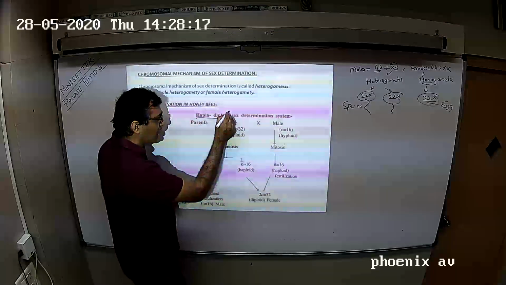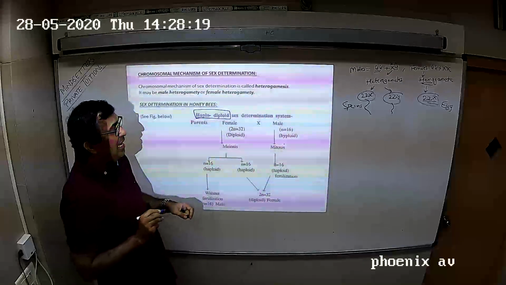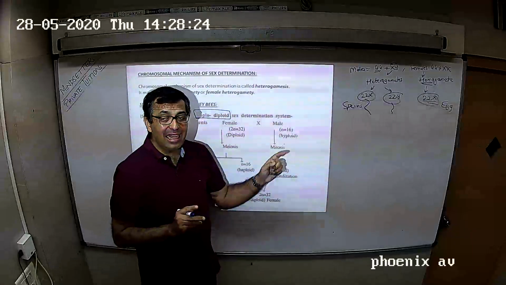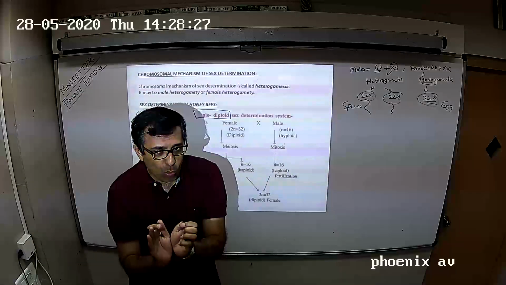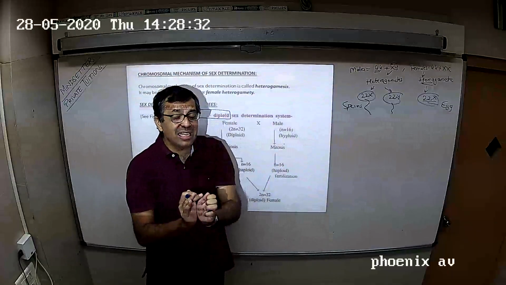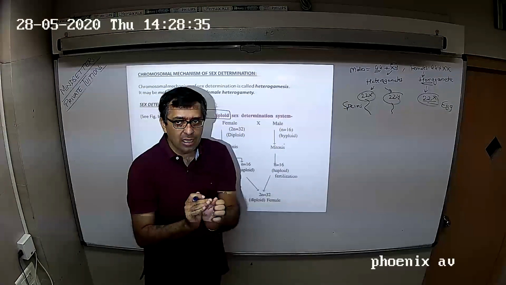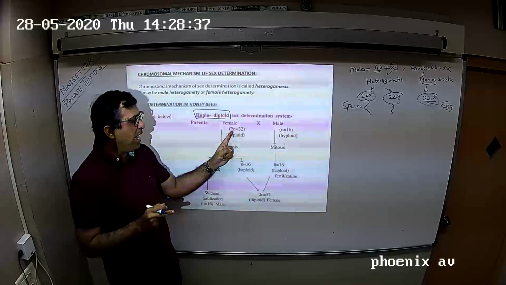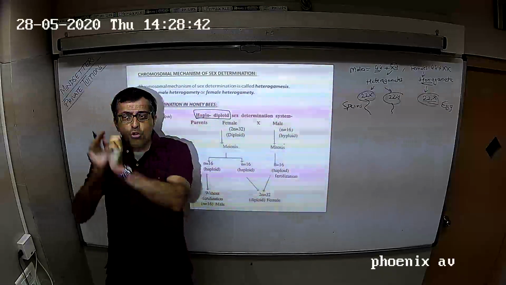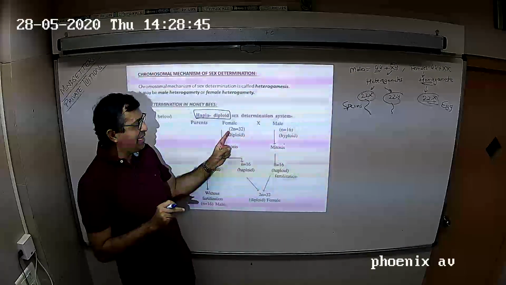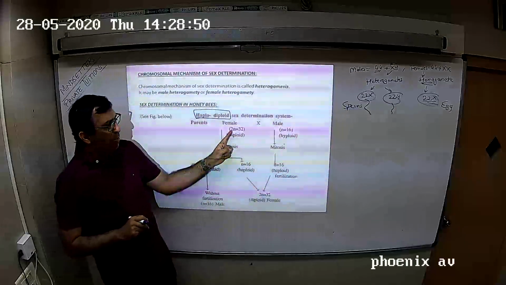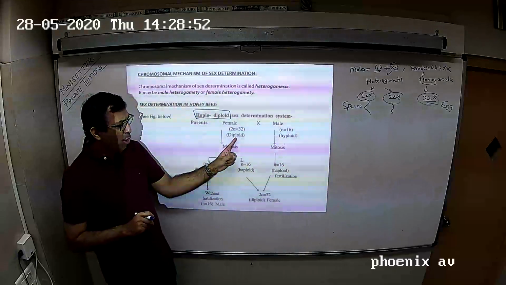Haplodiploid sex determination. What do you mean by haplodiploid? In case of honeybees, males are haploid. They have only one set of chromosomes, and that is 16. So N is equal to 16 chromosomes. Males are haploid. Females are diploid and they have two sets of 16 chromosomes each. So 2N is 16 plus 16, that is 32. So males are N equal to 16 haploid, females are 2N equal to 32 diploid.